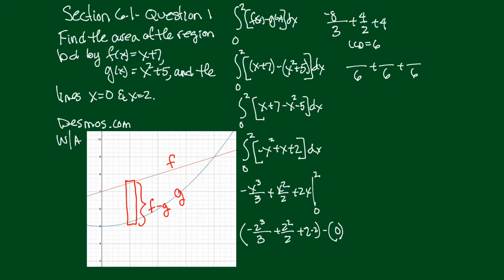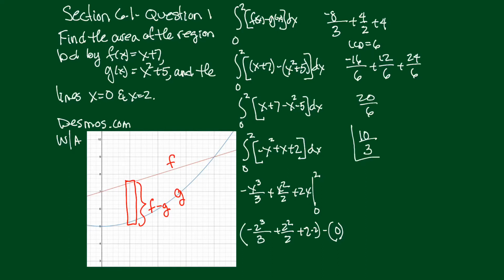All right, 3 will go into 6 twice, so negative 8 times 2 is negative 16. 2 will go into 6 3 times, 12. And 1 will go into 6 six times, so 24. So what does this give us here? Negative 16 plus 12 is negative 4, plus 24. That looks like 20 over 6. Well, we can reduce that, right? We can write that as 10 over 3.